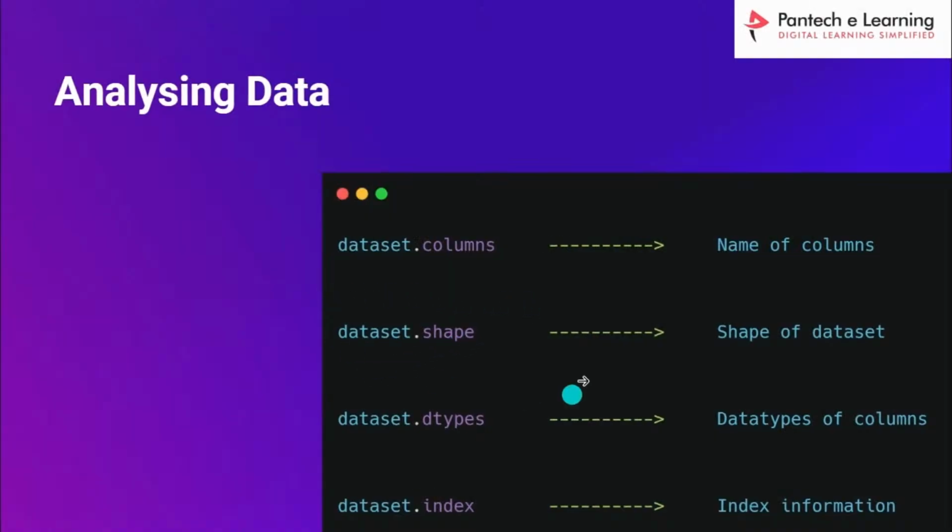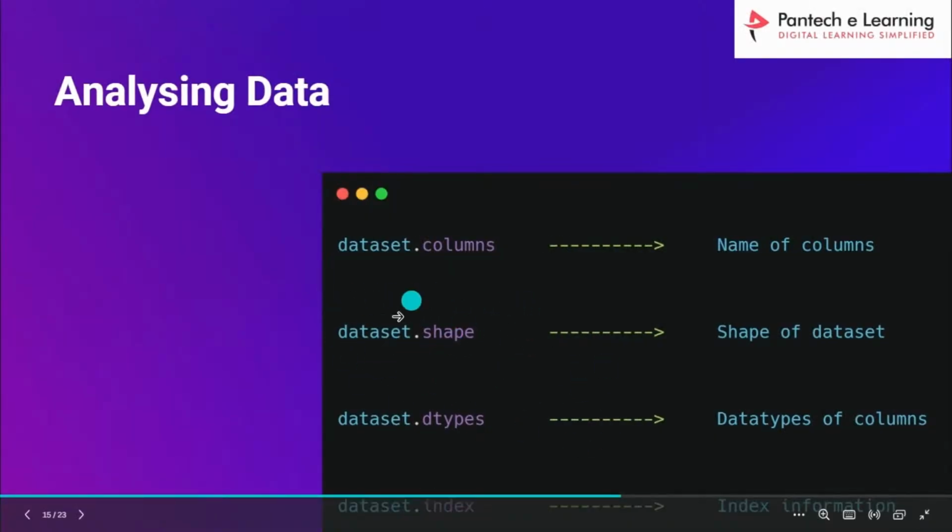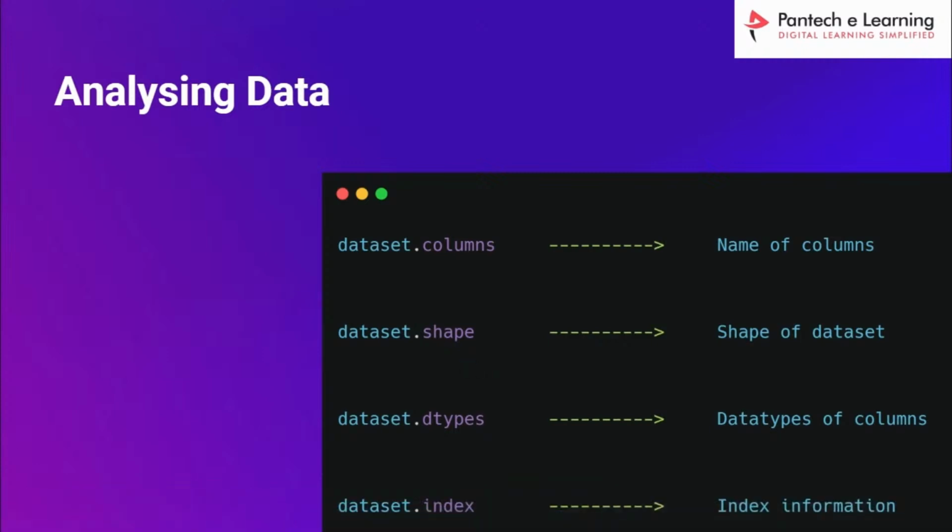Next, you can get the shape of it. So what is the shape actually? The shape of the data set is nothing but the number of rows and columns. If you use .shape, it is going to give you a tuple with the number of rows first and the number of columns second, separated by a comma. So we'll just try to get it.